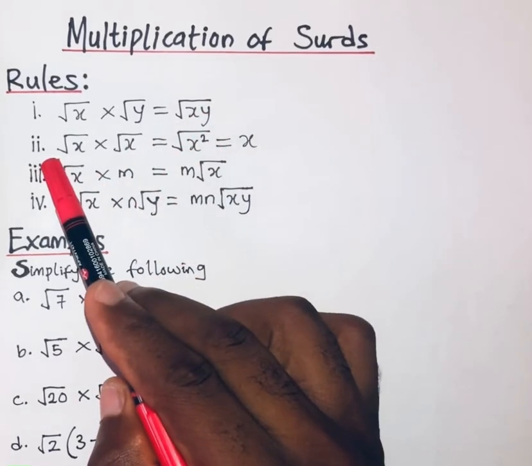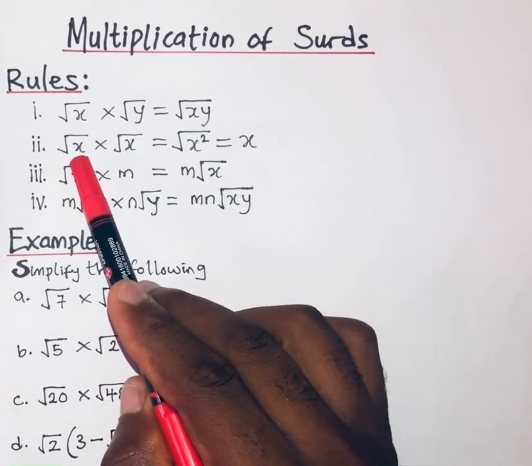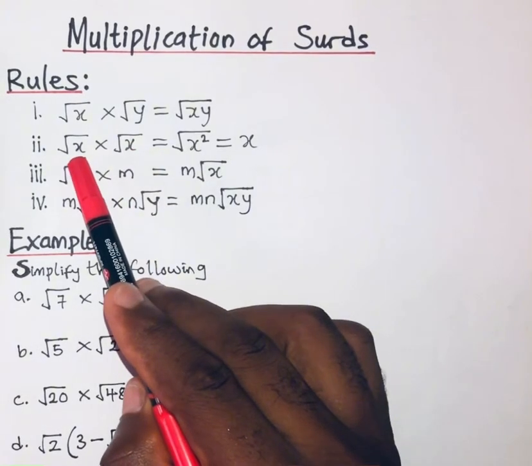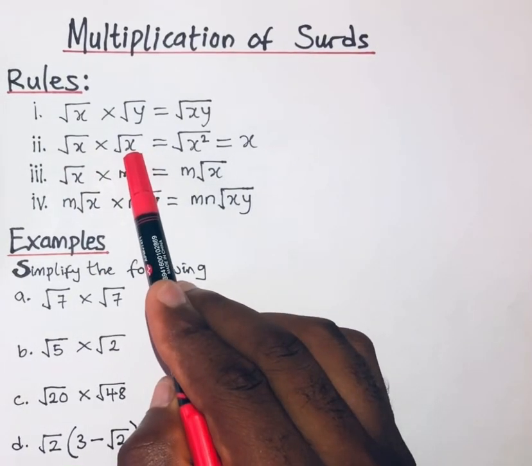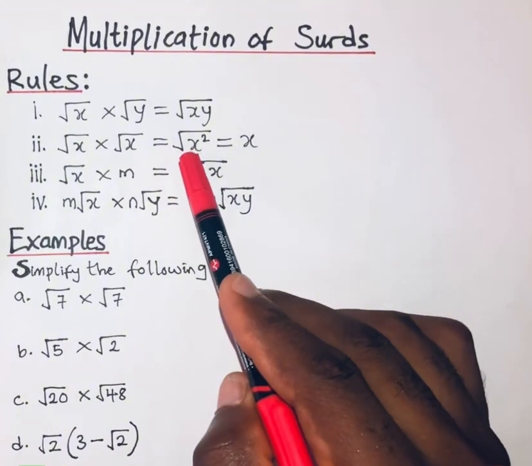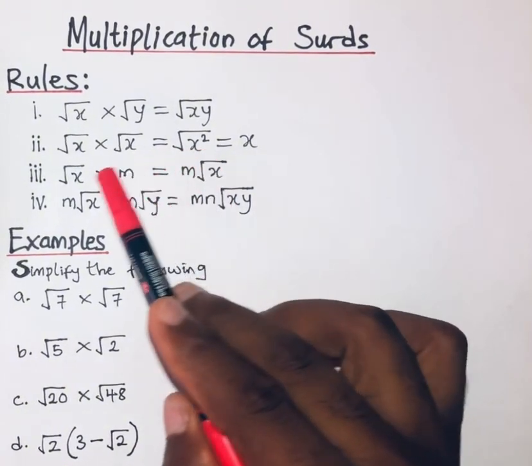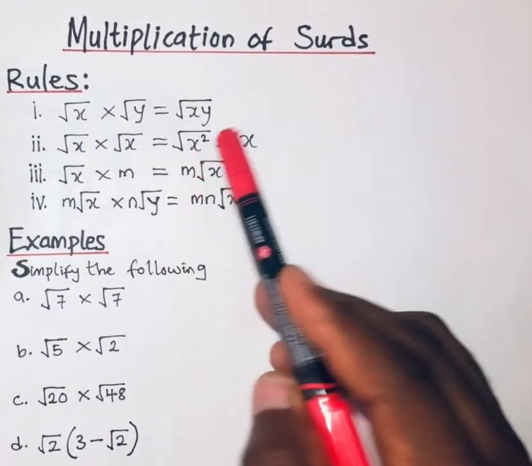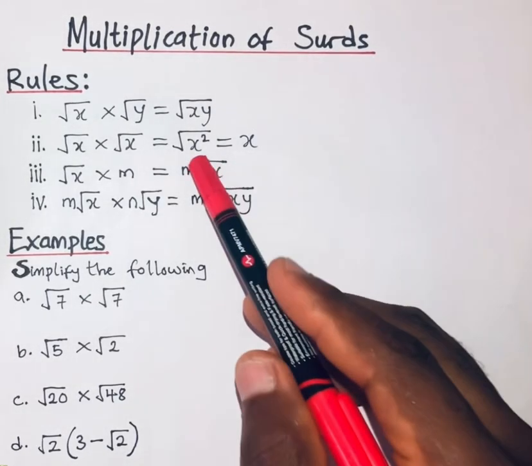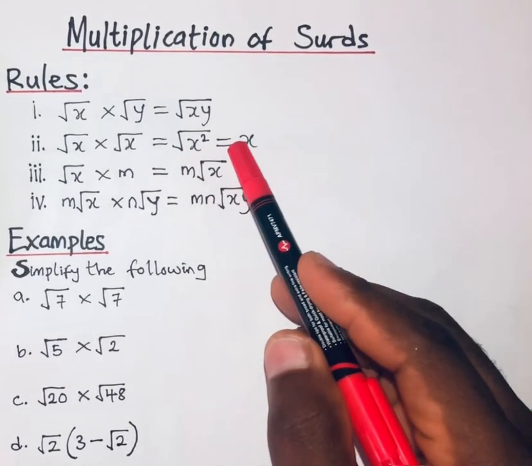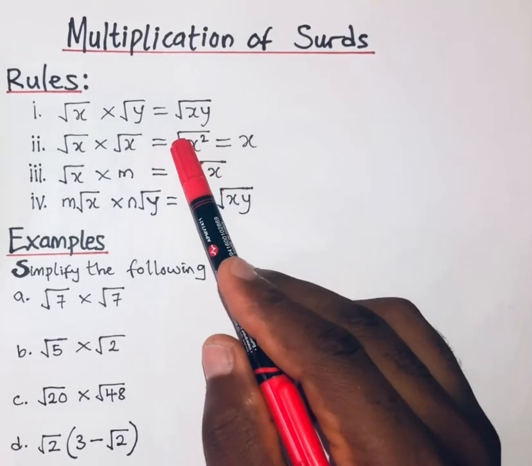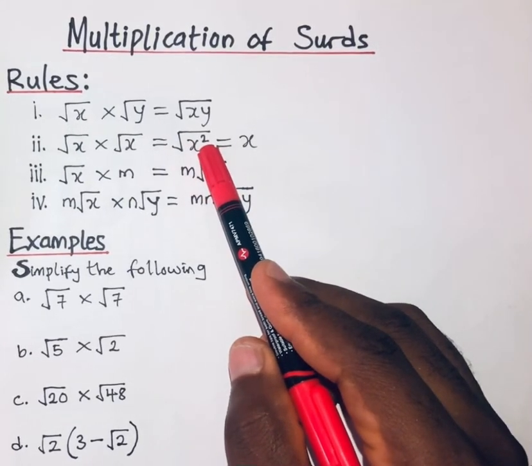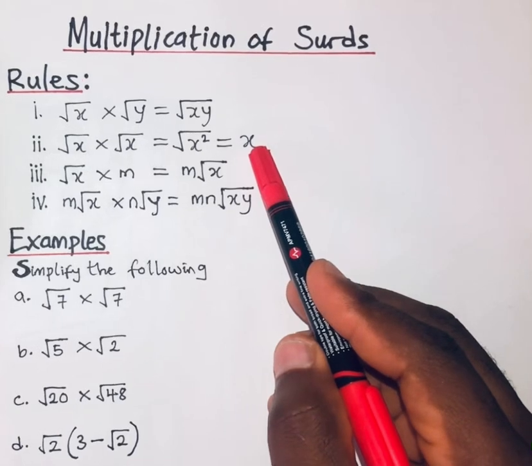The second rule says whenever you are multiplying a surd with itself, so you can see that I have root x and I have root x. So the result is going to be the root of x squared because x times x is x squared. And so the square root of x squared would be x, since square root is the opposite of square and they will cancel out. So I'm left with x.